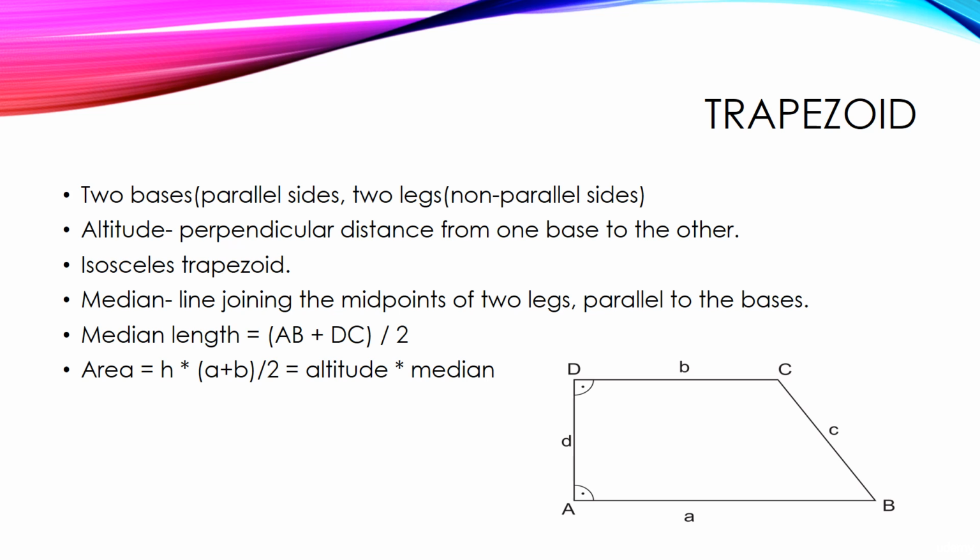The median line is always parallel to the bases, and the median line is halfway between the bases. The median divides the trapezoid into two smaller trapezoids, each with half the altitude of the original. The usual way to calculate the area is the average base length times altitude. The area of a trapezoid is given by the formula h times (a plus b) by 2, where a, b are the lengths of the two bases, h is the altitude of the trapezoid. The area of the trapezoid is altitude times median.